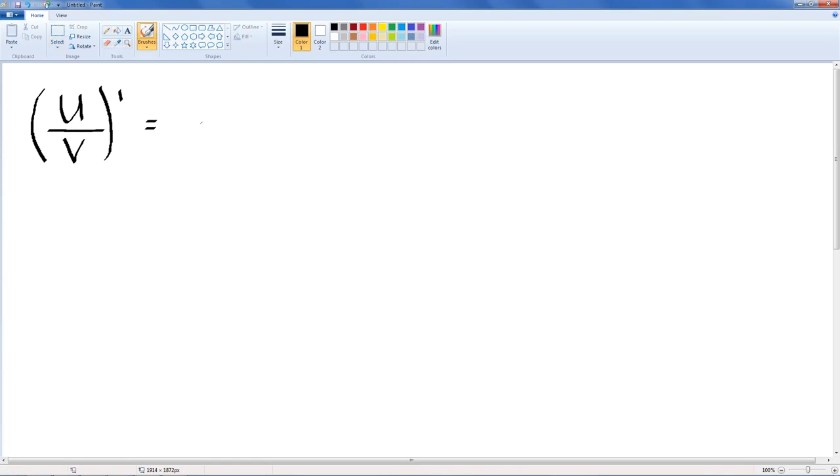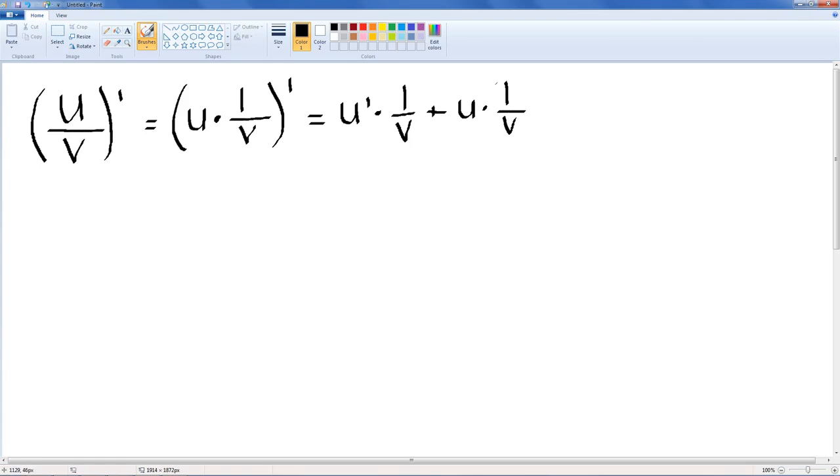So (u over v)' is actually equal to (u times 1 over v)'. And here we're going to use the product rule, which is first prime times second, so it's going to be u' times 1 over v, plus first times second prime, u times (1 over v)'.